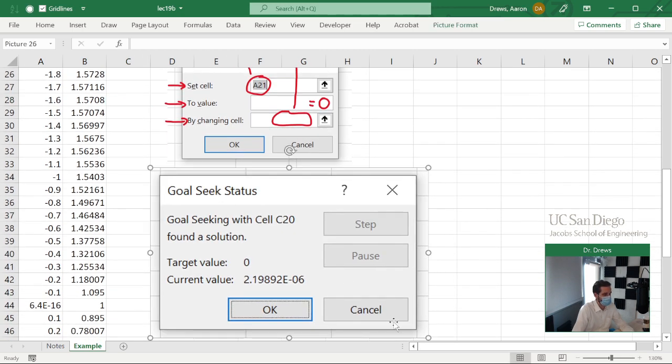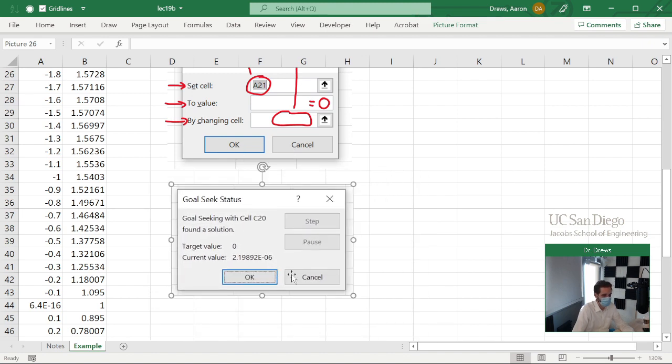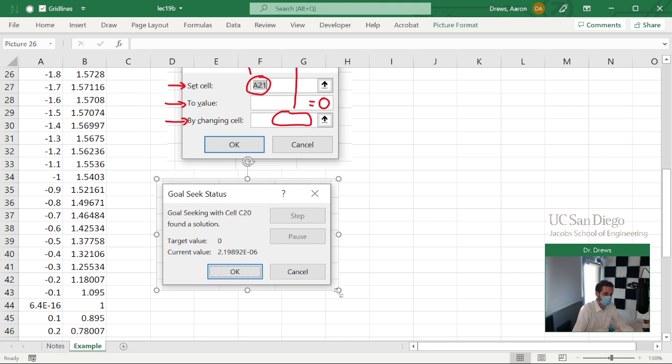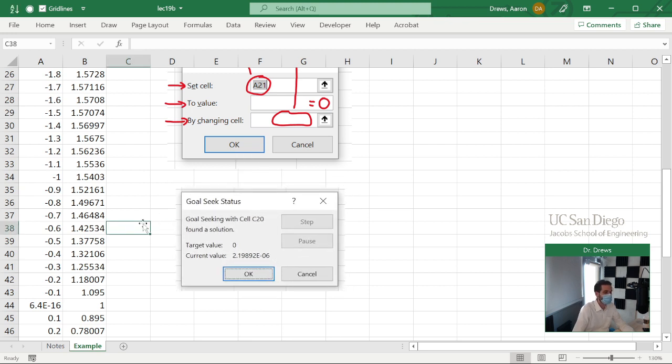So what we get is Goal Seek did find a solution. If it ever says Goal Seek did not find a solution, my initial guess, knowing nothing else about your workflow, is you probably didn't plot it. Because if you plotted it, you would probably have seen that there was no solution in the area you were looking for. Otherwise, you've just got a very poorly behaved function.